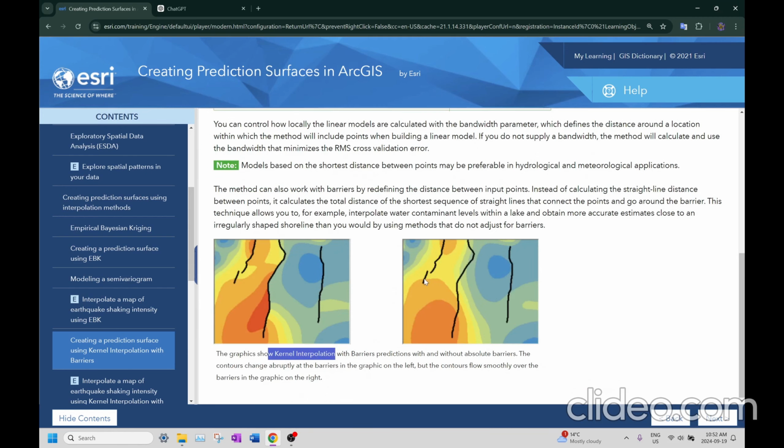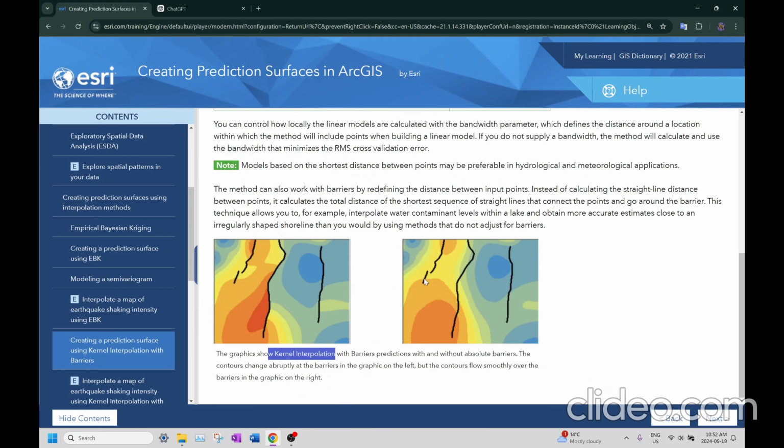And there's a term called the bandwidth parameter. You can adjust your bandwidth parameter, which defines the distance around a location within which local methods are included. If you want the model based on shorter distances between points, that's preferable in hydrological and meteorological applications. But if you don't supply any bandwidth, the method will calculate a default bandwidth and minimize the RMS cross-validation error. So those are the two points of kernel interpolation with barriers.